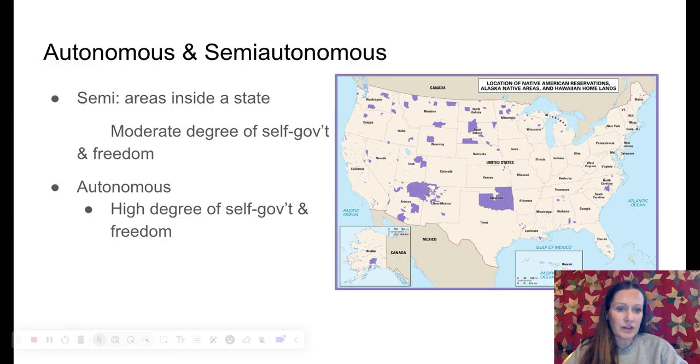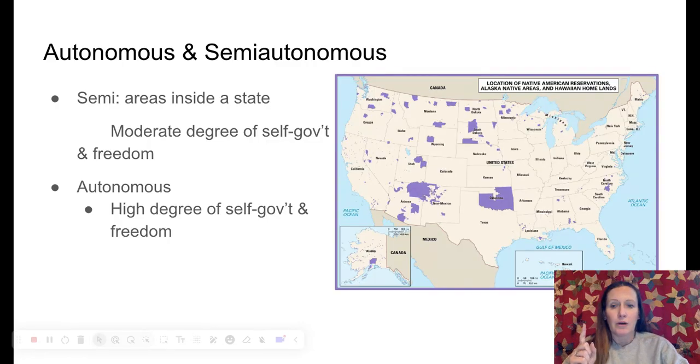So on these reservations, they still have to play by some rules of the federal government, right? You can still have cases concerning Native Americans go to the Supreme Court, for example. But they may have their own police, their own sets of certain rules. Like think of casinos that could be on this property. Why is that, right? Because they have this degree of autonomy.